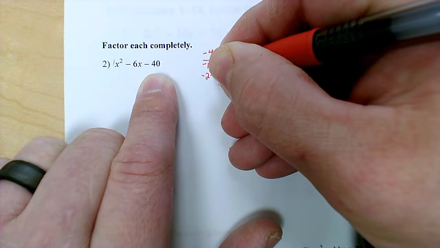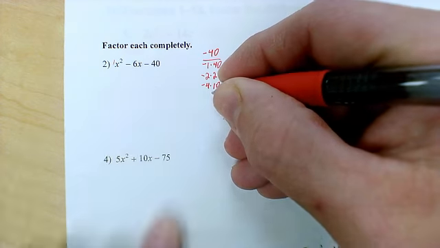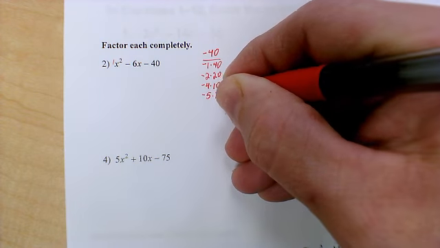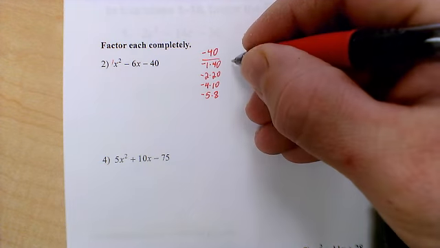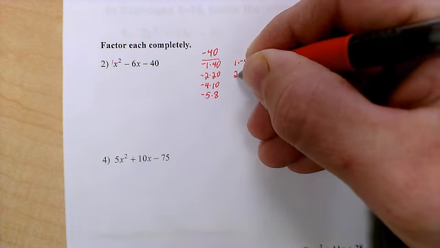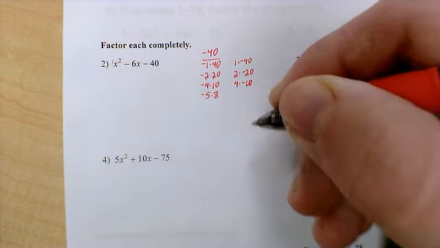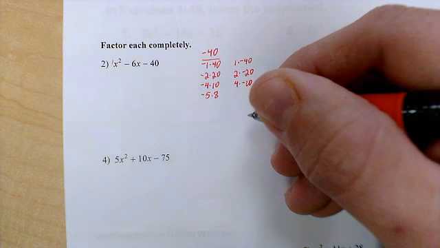I'm going to write those out really quick. And negative 5 times 8. And also the negative could have been on the bigger value. So 1 times negative 40 and so forth. And 5 times negative 8.